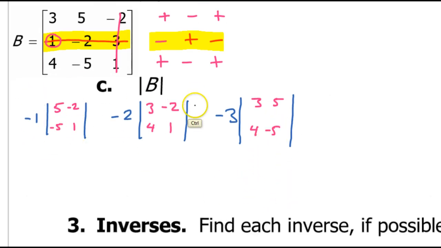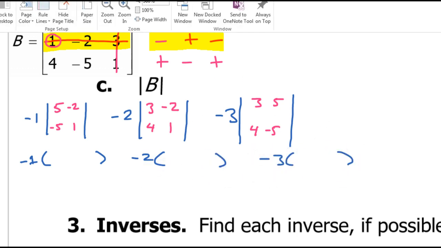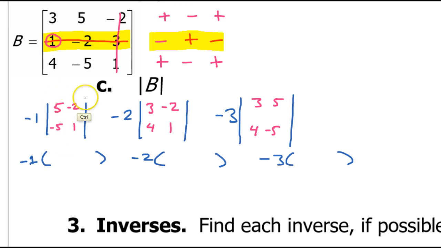Notice I'm using these straight lines, these vertical lines. That's because these are not just matrices now. This means determinant. I'm taking the determinant of each one of these minor matrices. As we saw a minute ago, the determinant of a 2 by 2 matrix is just going to be down diagonal minus up diagonal. So now I'm going to do down diagonal minus up diagonal.